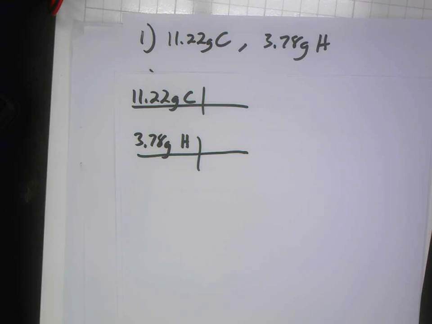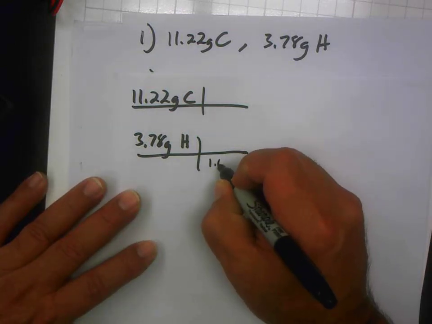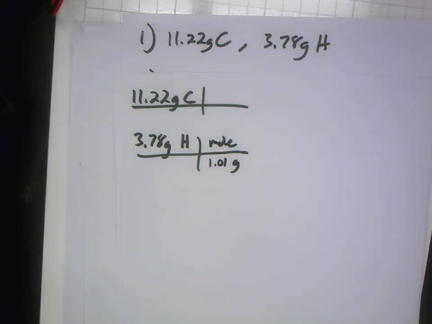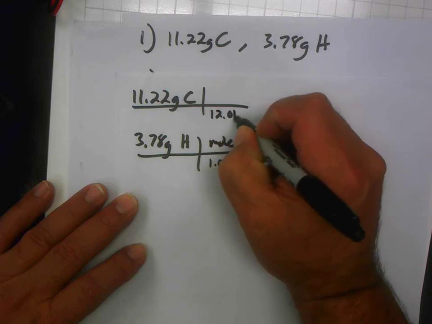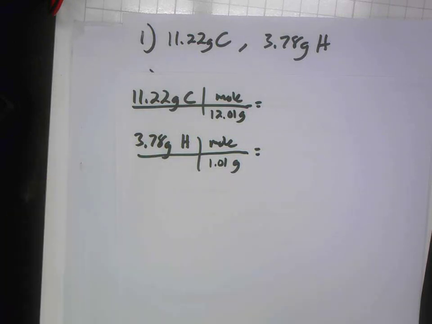When I look up the atomic mass in the periodic table, I'm already here for hydrogen, so let me do hydrogen first. Hydrogen's atomic mass is 1.01 if I round to 2 decimal places, so 1.01 grams per mole. For carbon, its atomic mass is 12.01, 12.01 grams per mole. So I'm going to turn these grams into moles by dividing by the atomic mass for both of them.